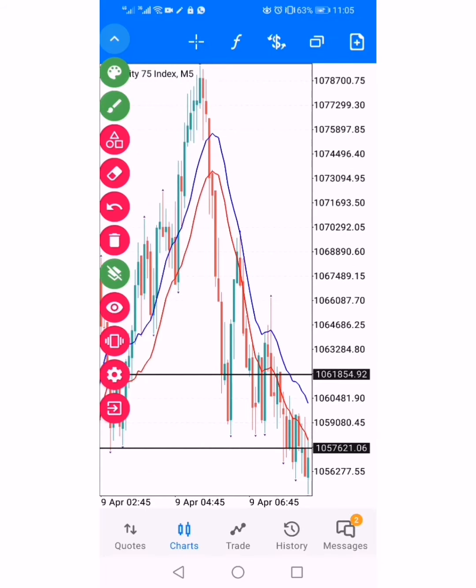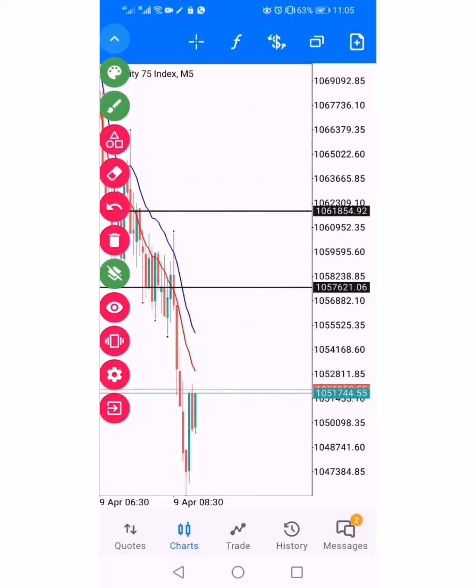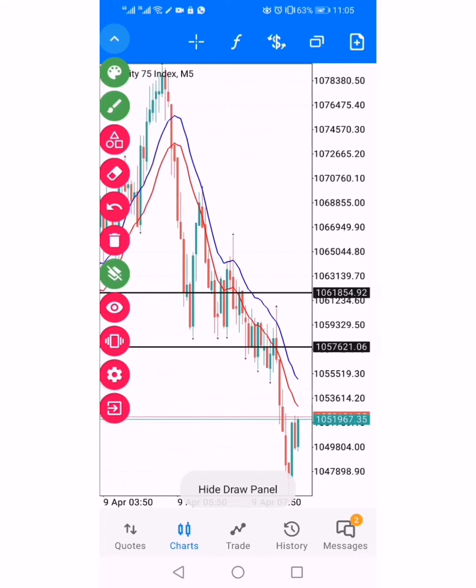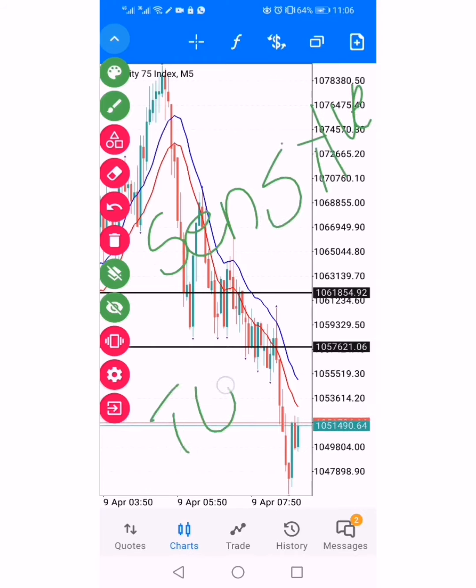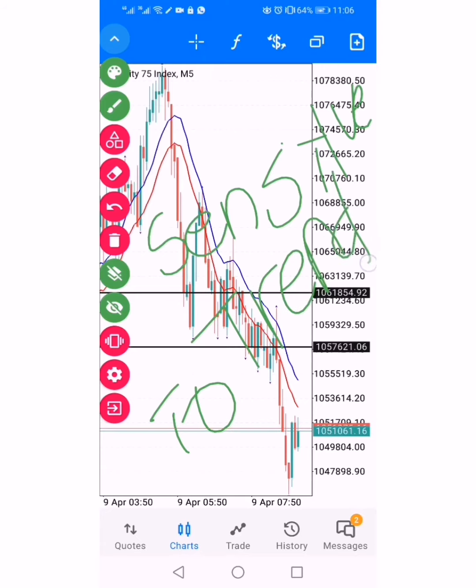So it's quite interesting. Let's just check what happened, and then we are going to apply it live. If you watch my videos, I just like to trade trend. What I've noticed about this indicator is that it's very, very sensitive to market trend. Very sensitive to the trend.